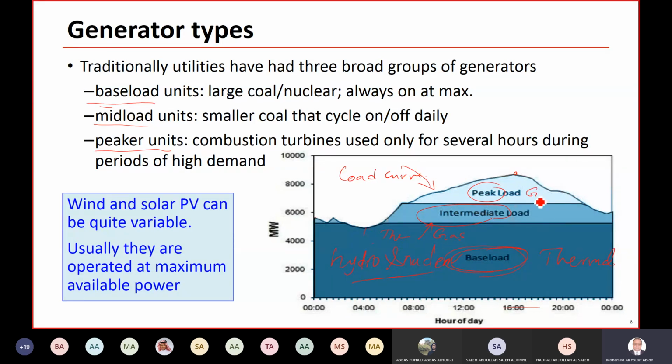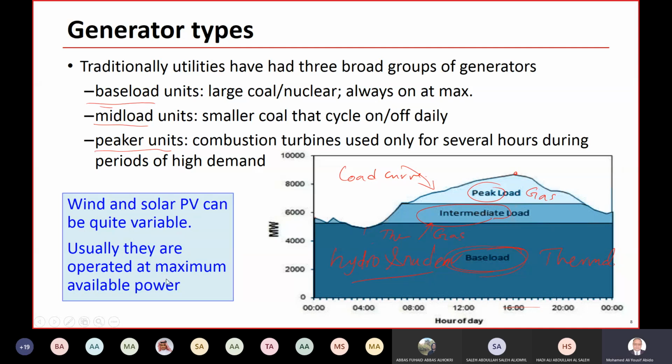For peak load, we need some generation plants which can be committed or put into operation very fast, and you can shut down after maybe 1 hour or 2 hours when needed only, and you shut it down. So this could be gas power plants for the peak load. So wind and solar PV can be quite variable, as we discussed.